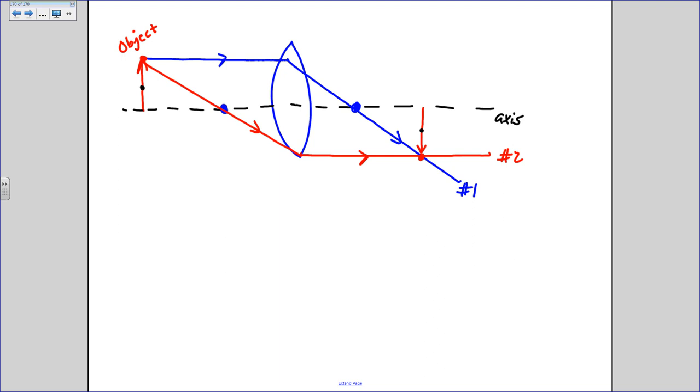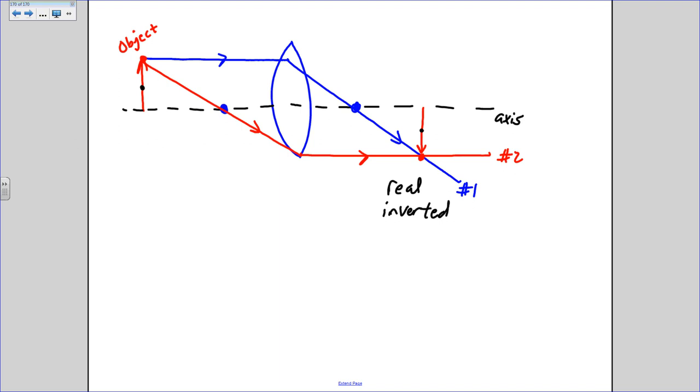Anytime I have an image that's on the opposite side of the lens from the object, that's going to be a real image. I like to think of it as a projector, because a projector has a lens, it has some object inside the projector, and then the image is on the screen on the other side. So this particular image is a real image, and it's inverted. This is a real inverted image. This is the type of image that your eyeball makes, by the way. And we'll look at how the eye works optically probably on Thursday.